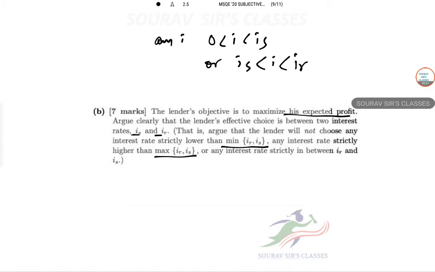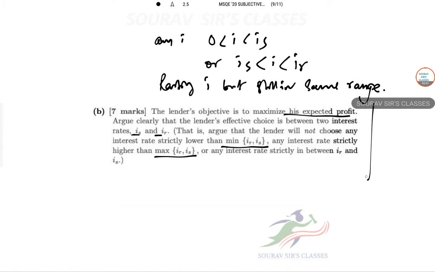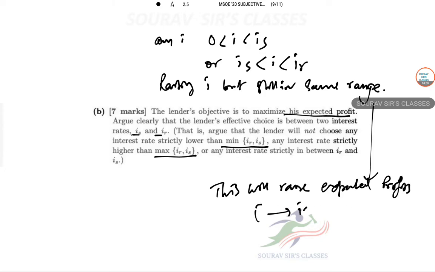So increasing I slightly, so that it continues to be in the same region. So raising I but still in the same range. This is our target. This will raise expected profits. Thus I has to be either I equal to IS or I equal to IR. So this is the second part.